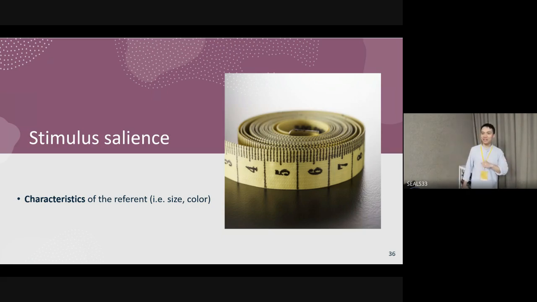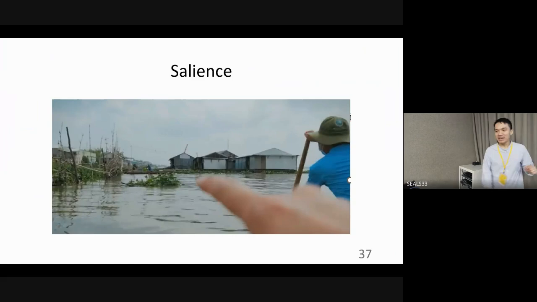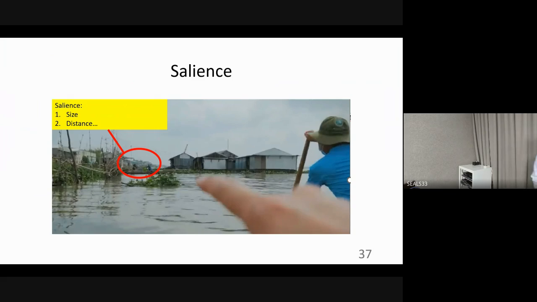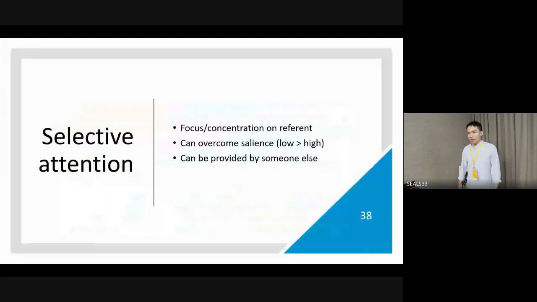An example of this would be here. Salience could be the size or the distance of the reference. So here we see distance coming into play as well. But with selective attention, you can think of it as focused attention or a concentration upon the reference.